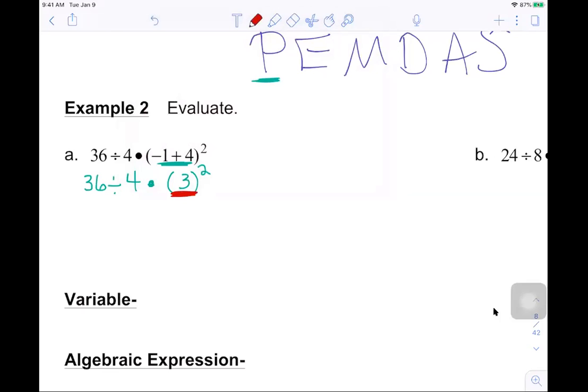3 times 3 is 9. Excellent. So now we have 36 divided by 4. Keeping the times sign, 3 squared becomes 9. Notice how I underline each piece that I'm doing, and then I change that piece.